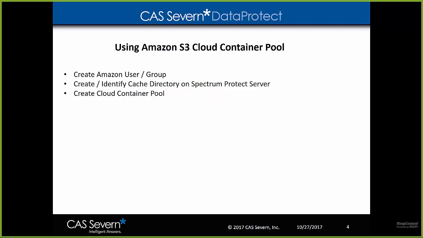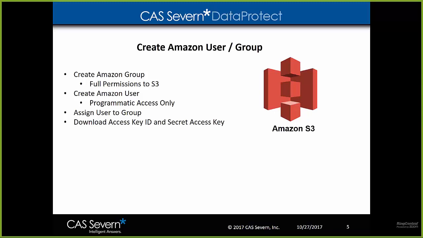Creating an Amazon user or group is very straightforward. First we're going to create an Amazon group. We're going to give it full permissions to S3. Then we're going to create an Amazon user with programmatic access. We're going to assign the user to a group, and then we're going to download the access key and the secret key.